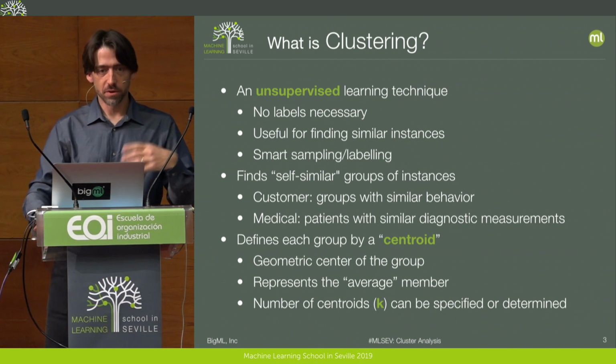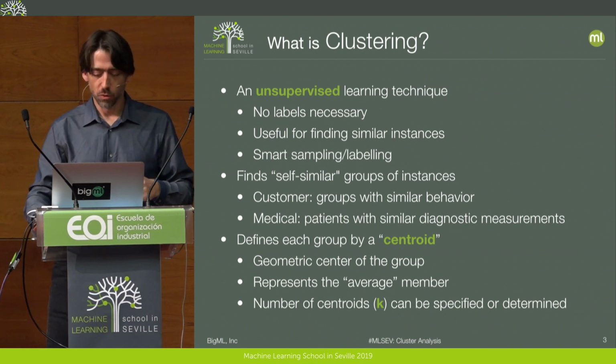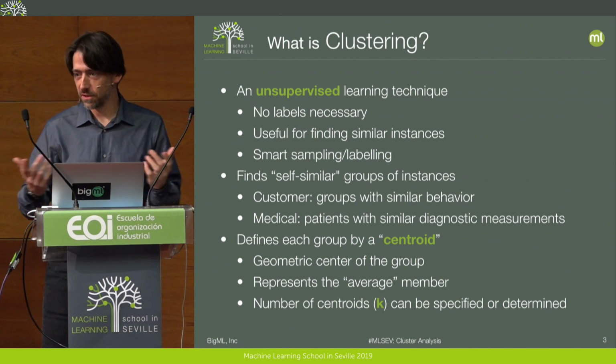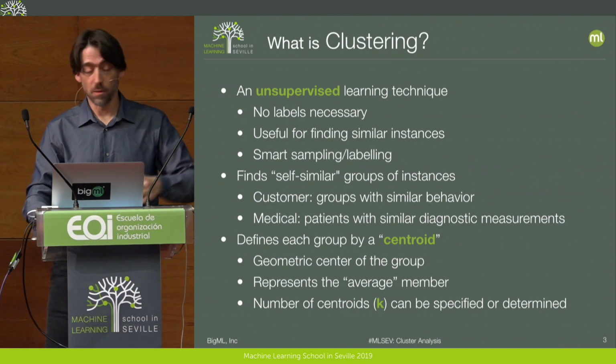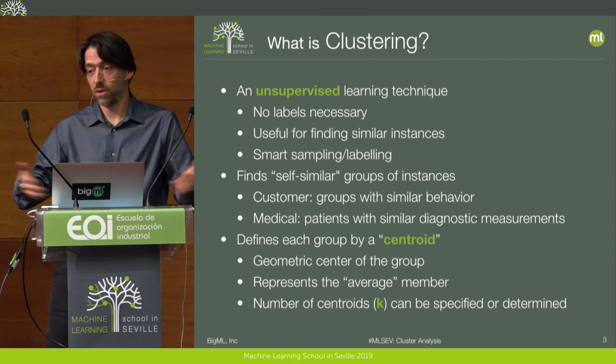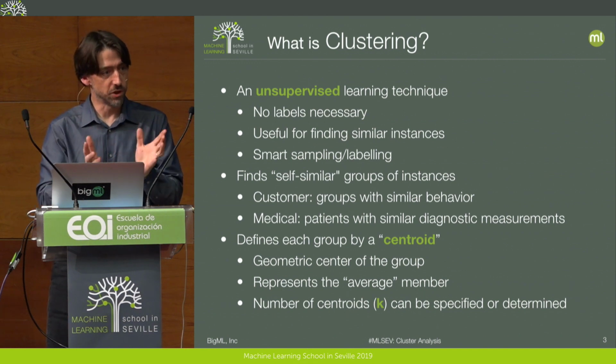And then the number of centroids is another thing that linguistically we're going to be talking about. We'll call this K because that's just a great letter. It can be specified or determined. You can say I want 3 groups, or you can say I don't know how many I want, find the optimum number. And then there's some sense of finding the right number of groups for your data.